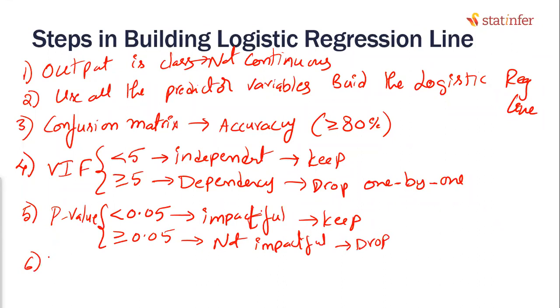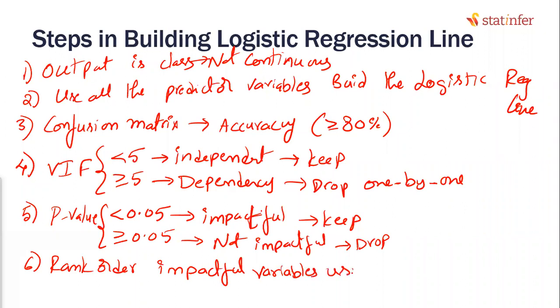There is one extra measure that we can use here, practically very useful. Unfortunately, it's not there in linear regression, but here there is one which we can use to rank order the impactful variables. Using which measure? Wald chi-square value. And what is the formula for Wald chi-square? Wald chi-square is not given to you directly, which is z square.